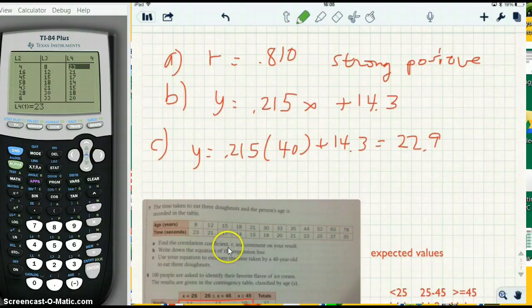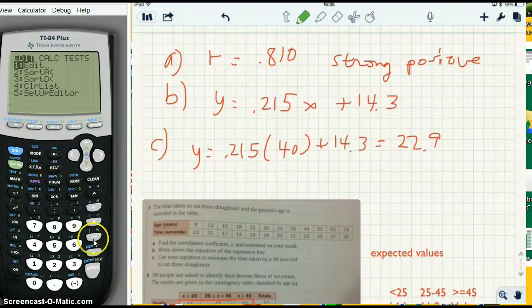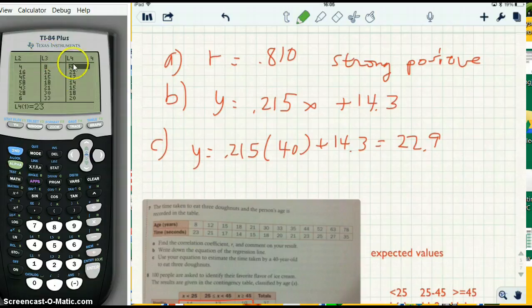What's the correlation coefficient R for this? I mean, is there a relationship between age and how long it takes to eat donuts? Well, the first thing you're going to do is you're going to do stat edit, because you want to put all these relationships inside your calculator. We're going to do that in lists L3 and L4 because I already used L1 and L2. You could put in L1 and L2 if you want to.